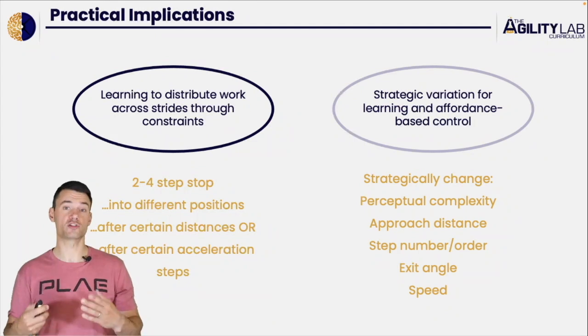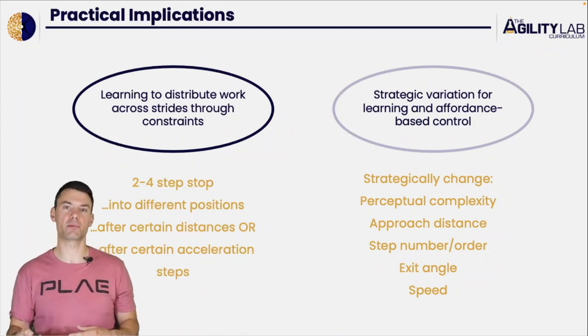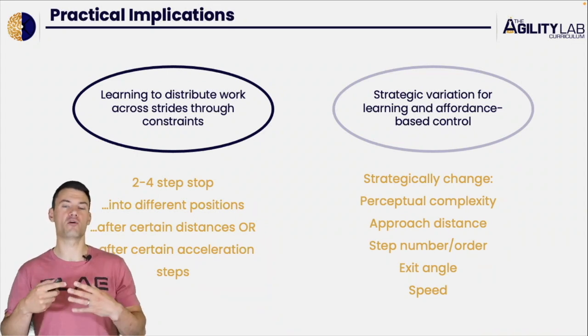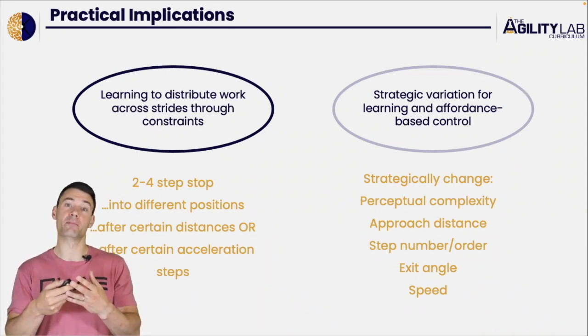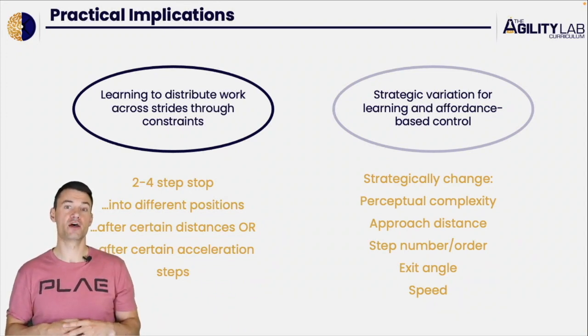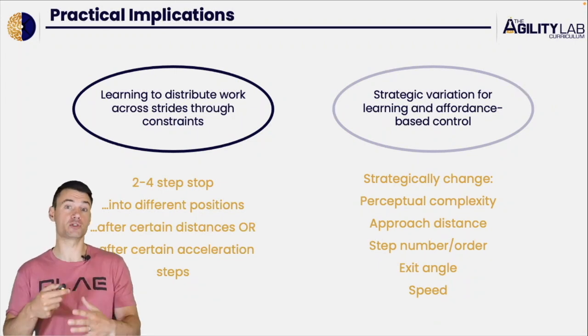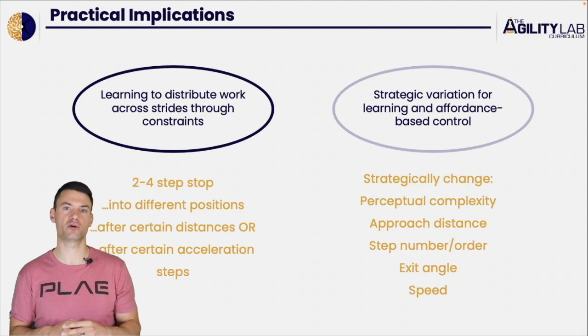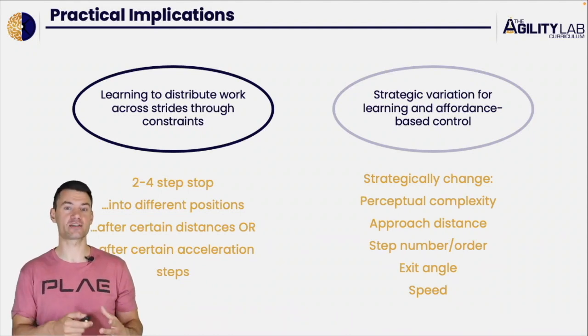So the way that you'd look to do that would be a strategic manipulation of all of the variables that contribute towards how fast or how much distance they need to brake to be in a position to reaccelerate. So again, change approach distance, change angle, change the perceptual complexity if it's reactive, 1 player, 2 player, etc. Change the angle that they need to exit to.